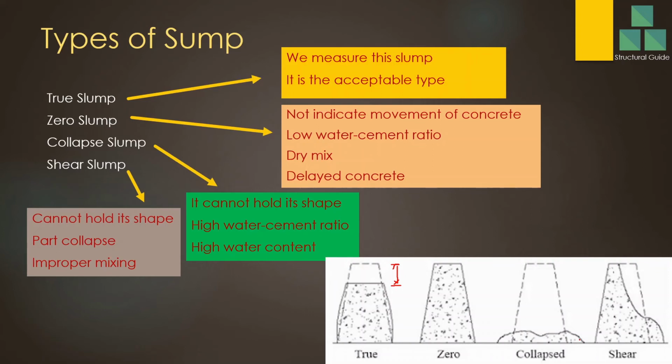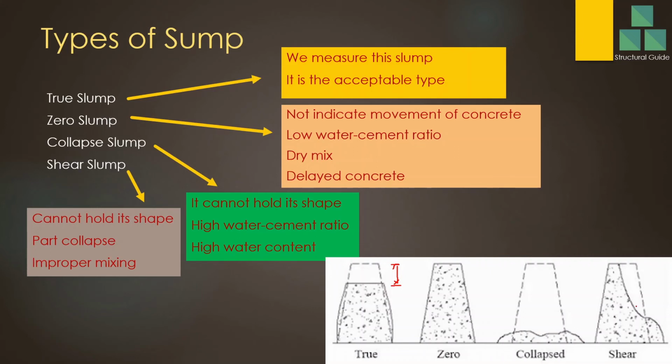Admixtures like high range water reducing admixtures are used to get the workability of the concrete. There may be issues in the admixtures. There may be issues in the water content. There may be issues in the mix design. If these kinds of situations are there, the collapse may occur. So these also we don't accept.